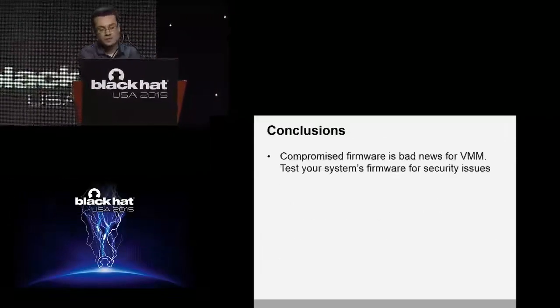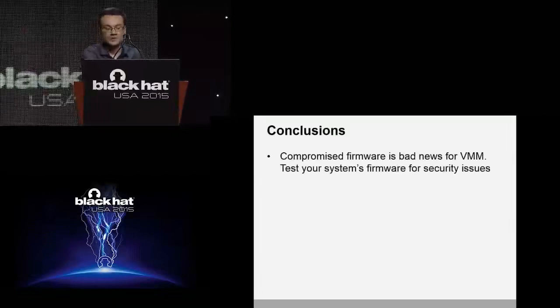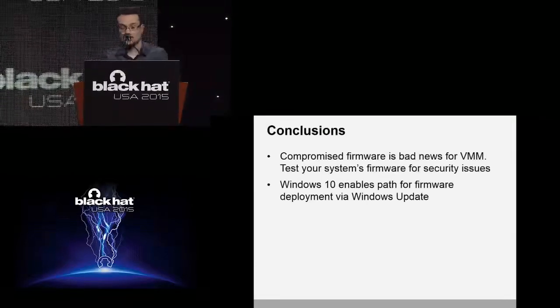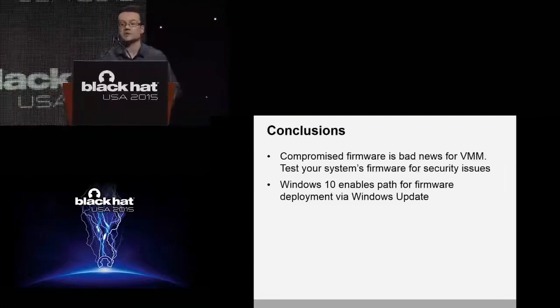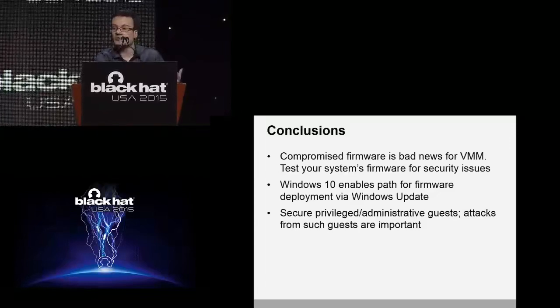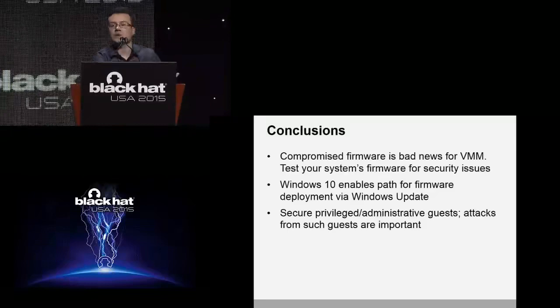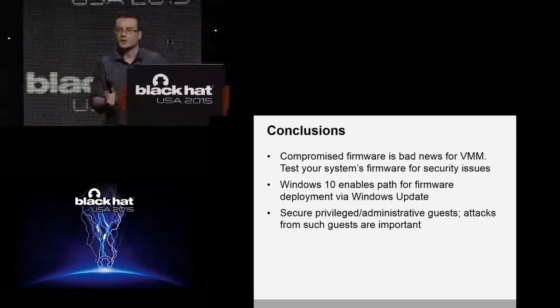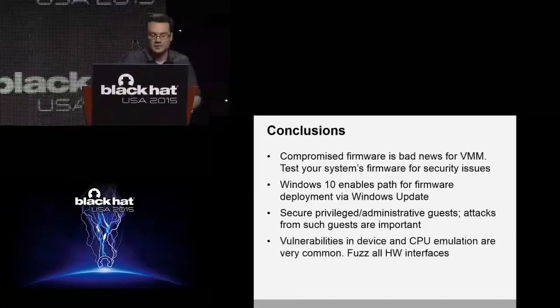And conclusions. Compromised firmware is bad news for virtualization and for the VMM. It can expose anything in every guest. With Windows 10, it enables a path for firmware deployment via Windows Update, which is a very big step forward toward the security of the firmware. Secure privileged or administrative guests. Make sure that they're very tightened, because attacks from those matter. They can compromise everything in the hypervisor.